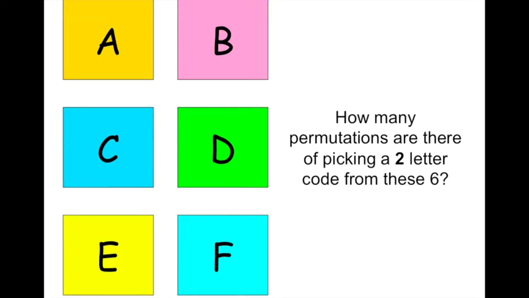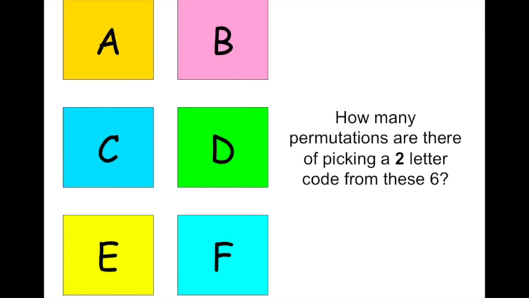So let's have a look at the idea behind this and see if we can come up with a formula. So how many permutations are there of picking a 2-letter code from these 6? So as I said, the difference with a permutation is that if I'm picking a 2-letter code, then AB would be counted as something different to BA. And obviously that's true with a lot of scenarios. For example, if you were working out a password, the order that you type things in would be important. So let's imagine how many ways you could do that.